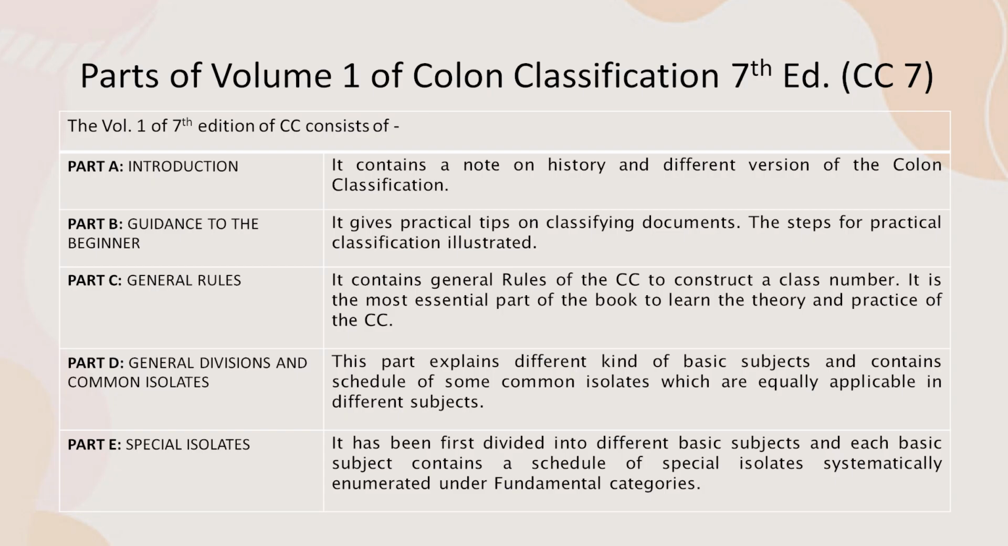As we know, only volume 1 of Colon Classification 7th edition was published. There are 5 parts in volume 1. In part A, we get the introduction. Part B deals with guidance to the beginner. Part C covers general rules. Part D covers general divisions and common isolates. And part E covers special isolates.